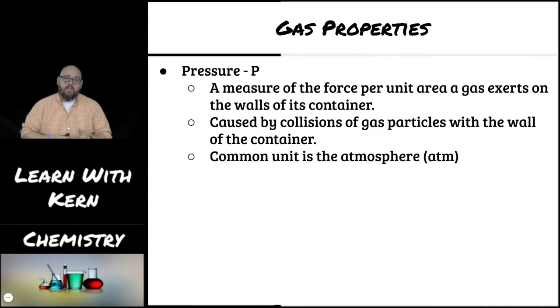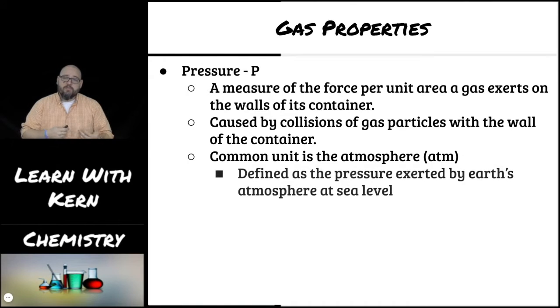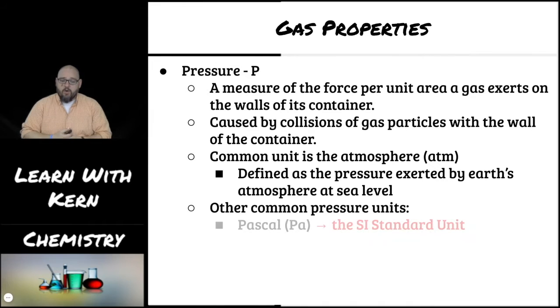The common unit is the atmosphere. Now that's not the SI standard base unit, but it is the one that is most commonly used. And the atmosphere is defined as the pressure exerted by Earth's atmosphere at sea level. That's why it's called the atmosphere. Now other common pressure units are the Pascal, named after Blaise Pascal, and this is actually the SI standard unit. So if I ever ask you what is the SI unit for pressure, the SI unit is the Pascal.